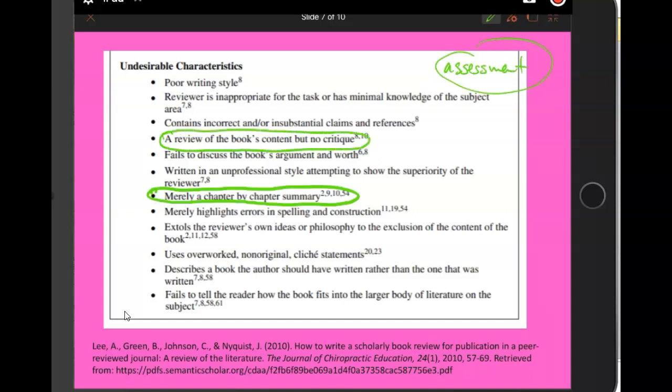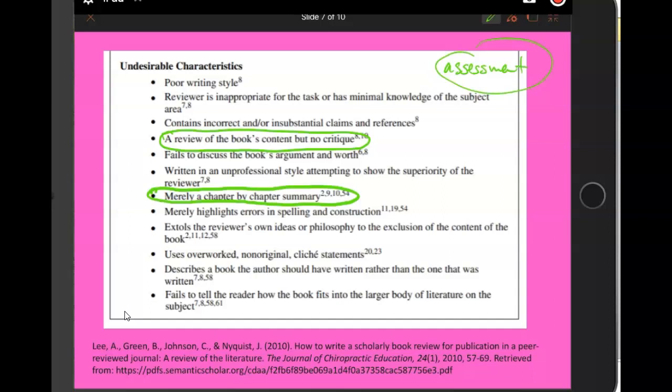So if you just tell me what's in the book, but don't provide me an assessment, I might as well not read your review, because I want to know if it's good, bad, or anything in between. And really, is it just good or just bad? It's usually a much more nuanced assessment, of course, than that.